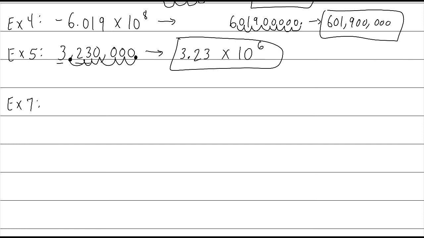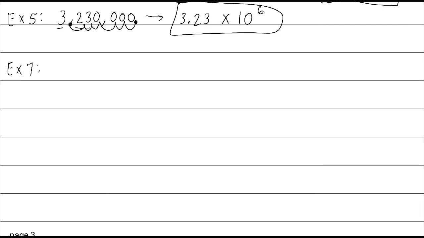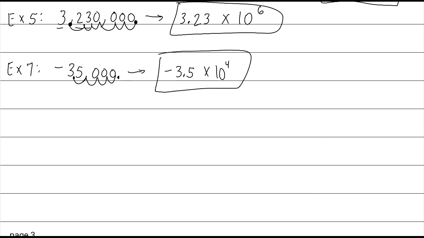Okay, example 7. Negative 35,000. Okay, scientific notation says I have to have the number 3.5, right? So I got to put a decimal here. It's already located there. That is 1, 2, 3, 4 spaces over. So is it a positive 4 or a negative 4? Negative 35,000 is not a decimal. It's a big number, right? Big in magnitude. Again, let me emphasize that. So there we go. Negative 3.5 times 10 to the fourth.